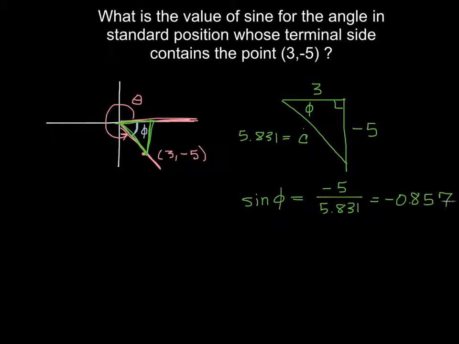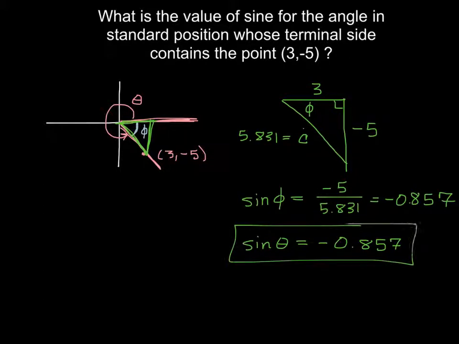-0.857. But since phi is coterminal with theta, we could also say that the sine of theta is going to be the same thing, -0.857. And that's what they were asking for. What's the sine of theta? So we use the fact that coterminal angles will have the same trig values.